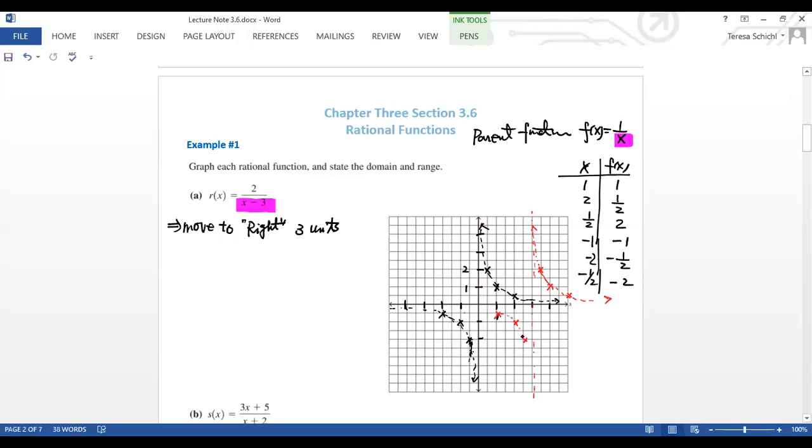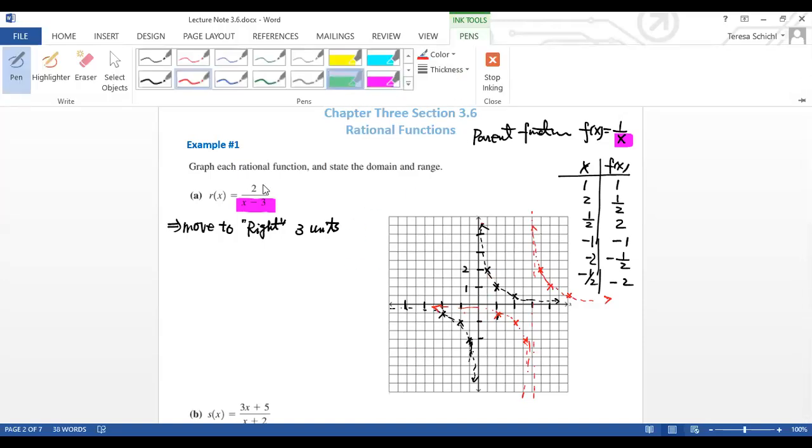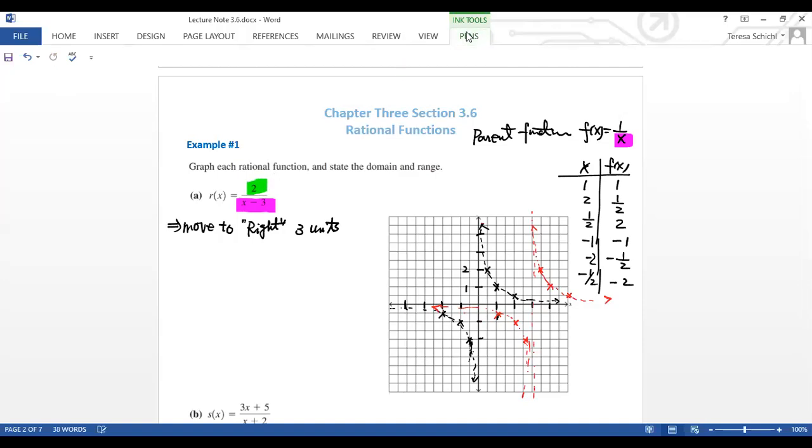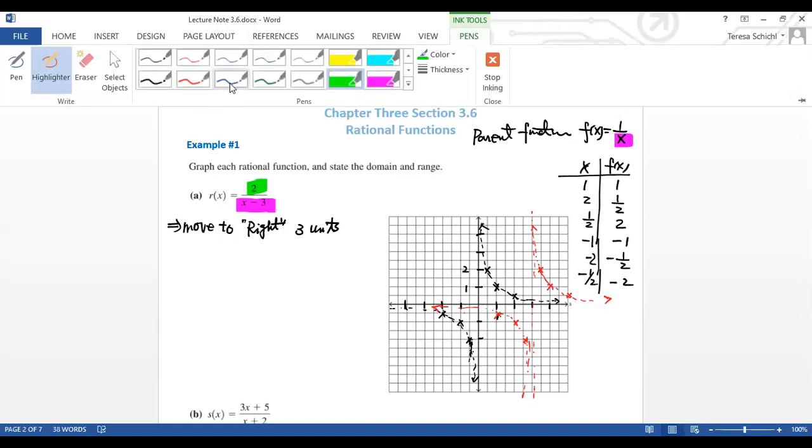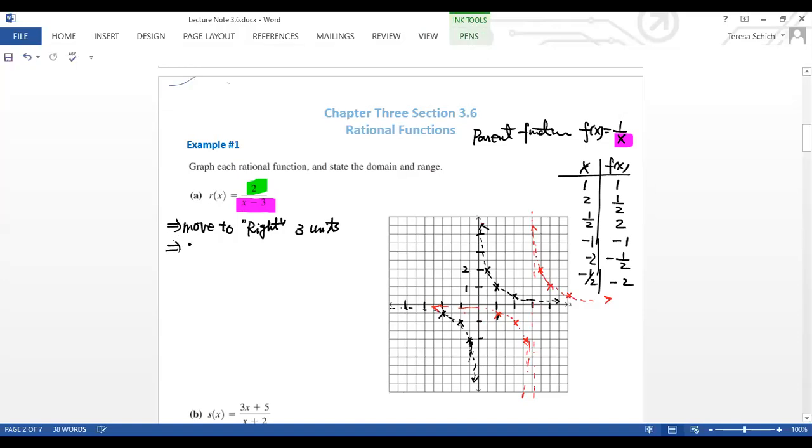This is not my final graph yet. So I still have dots, and then here, right? So it continues. This is my transformation to the right 3 units. Okay, now let's take a look. What does this 2 mean? So this 2, what does this 2 mean here? That means the vertical what? Vertical stretch, right?